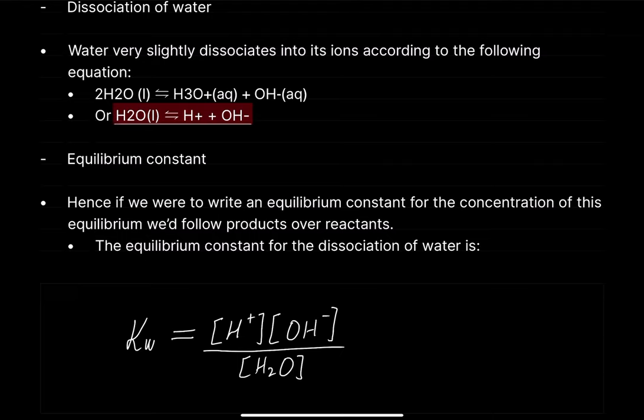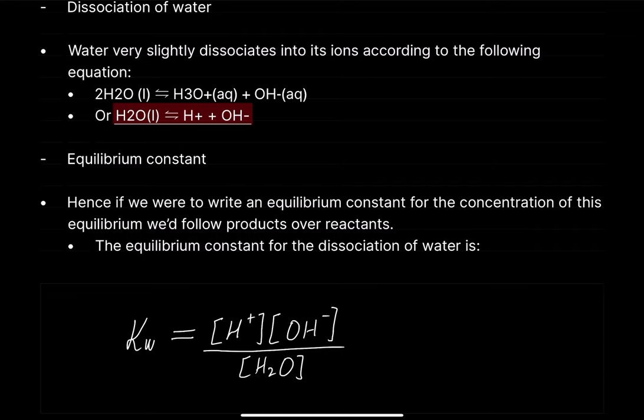as an equilibrium constant. Hence, if we were to write an equilibrium constant for the concentration, because remember this is the concentration of H plus in solution, concentration of hydroxide ions in solution, and technically the concentration of water. And we don't usually refer to concentration of water, but if you think about it, really your solution is a concentration of water, but it's just so much greater that we don't really consider it, right? So hence, if we were to write an equilibrium constant for the concentration of this equilibrium, we follow the concept of products over reactants. Think back to equilibrium constants.